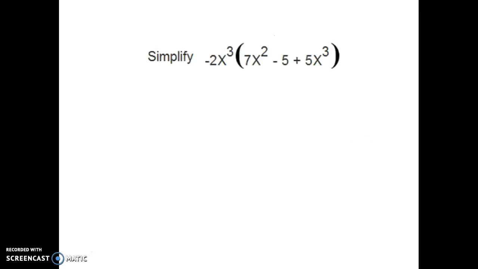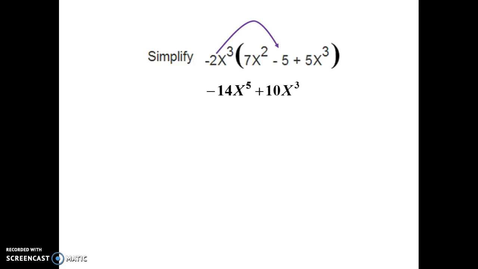We can then simplify negative 2x cubed times the quantity 7x squared minus 5 plus 5x cubed. We'd first distribute negative 2x cubed times the 7x squared. This becomes negative 14x to the 5th power. We then distribute the negative 2x cubed and multiply it by the negative 5. Negative 2 times negative 5 is positive 10, so we get plus 10x cubed.